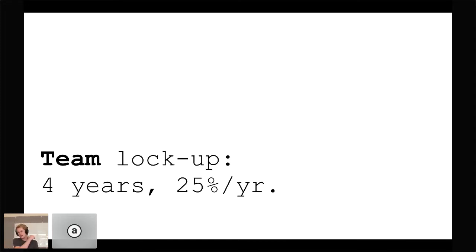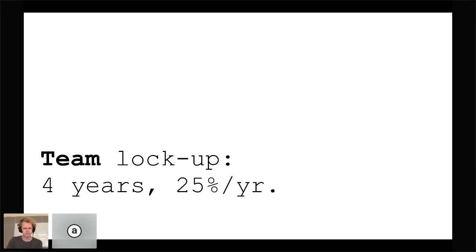Team lockups, generally from the equity world, people take 4-year lockup, 25% per year. Typically, it would be literally 25% every year, so in chunks. But there are some people that do linear vesting as well. So, if you leave after 18 months, then you get what?